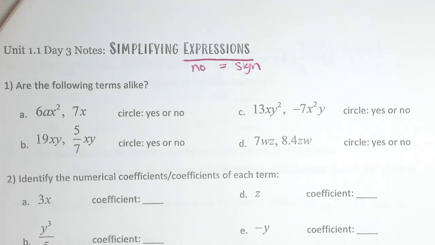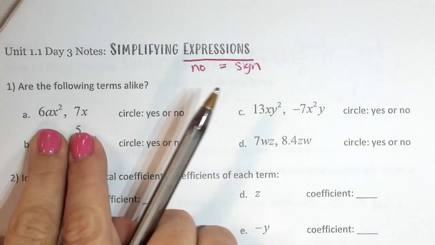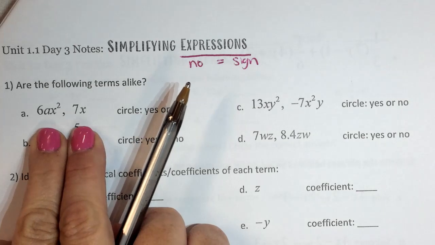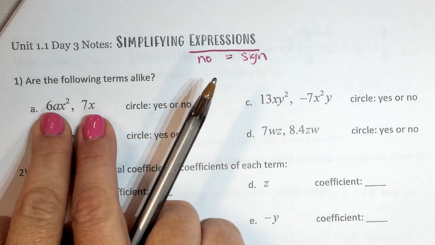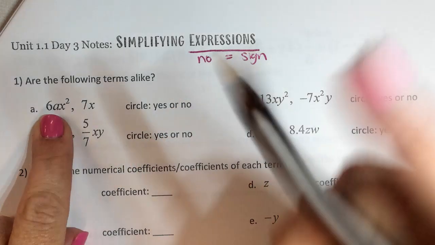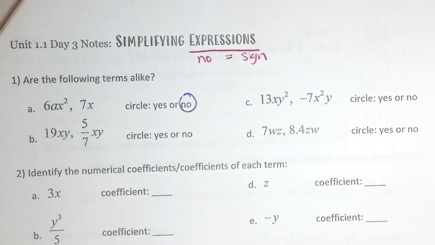Same letter, and? Not number, but exponent. It's a little number, right? So if you look here, do they have the same letters? Well, they both have an X, but this one also has an A. Does this one have an A? No, so they're not alike. You cannot combine those two terms.